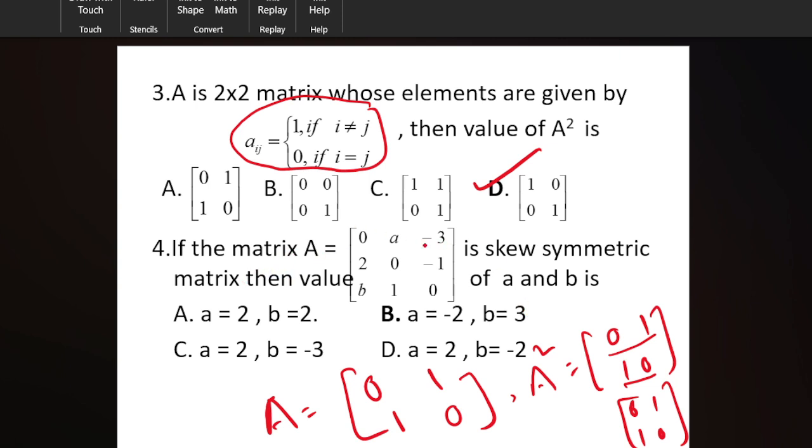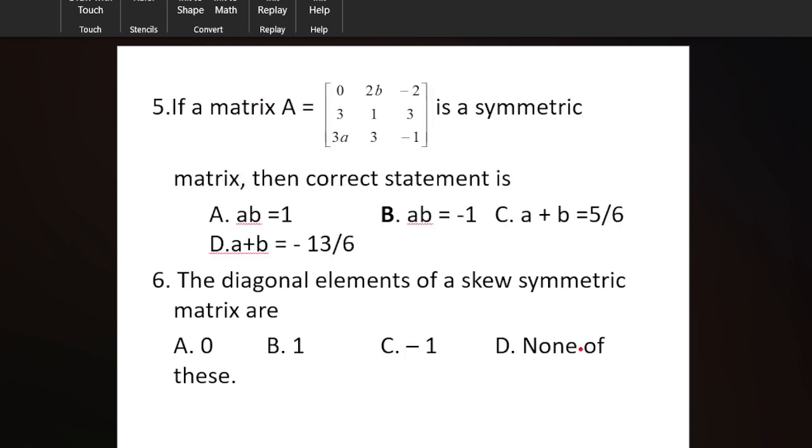Now here, 4 number. If the matrix A is 0, a, minus 3, 2, 0, minus 1, b, 1, 0 is a skew symmetric matrix, then the value of a and b is, a value will be how much? If it is skew symmetric, obviously it will be minus 2. a is minus 2 and b. b here is minus 3 and b must be 3. So obviously option is B. Okay, so we'll use the property of skew symmetric matrix, Aij equal to minus Aji. So similarly, this also you can find out for symmetry. You can try it out.